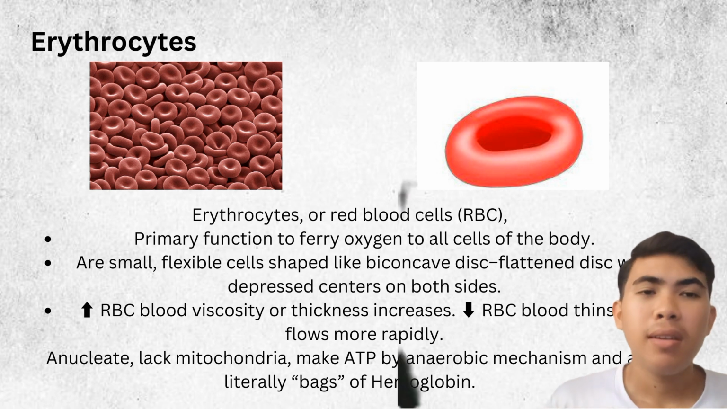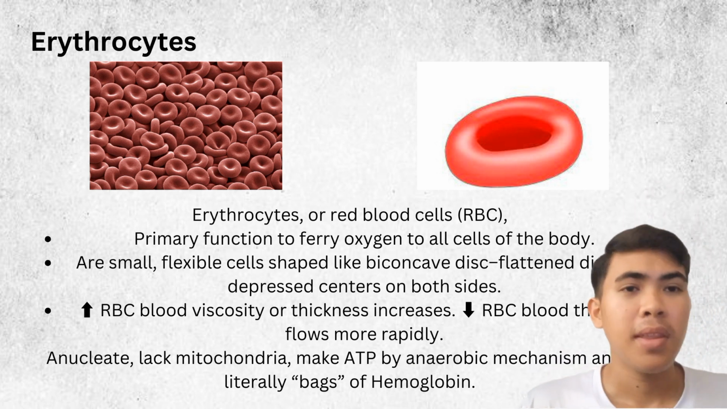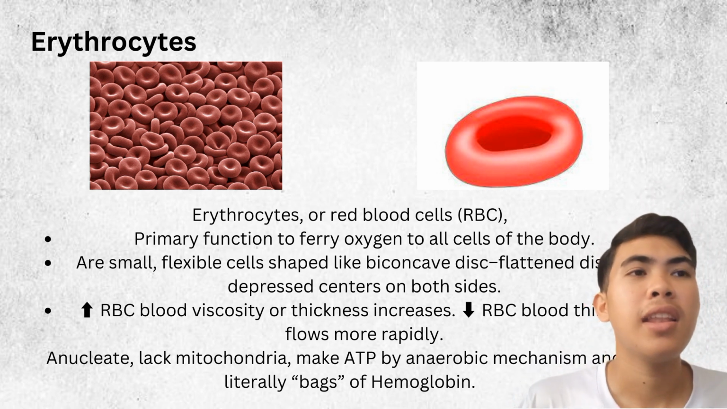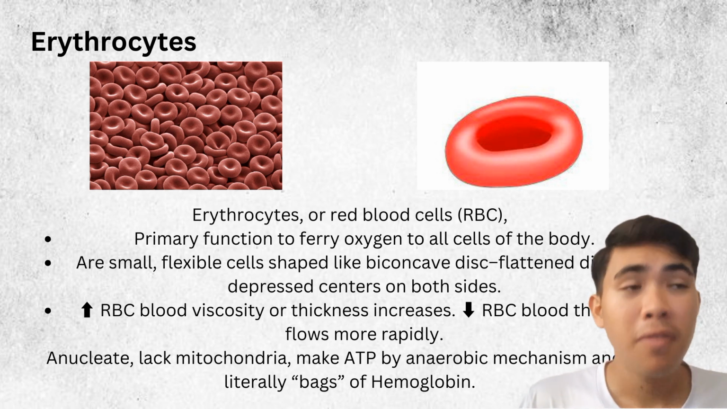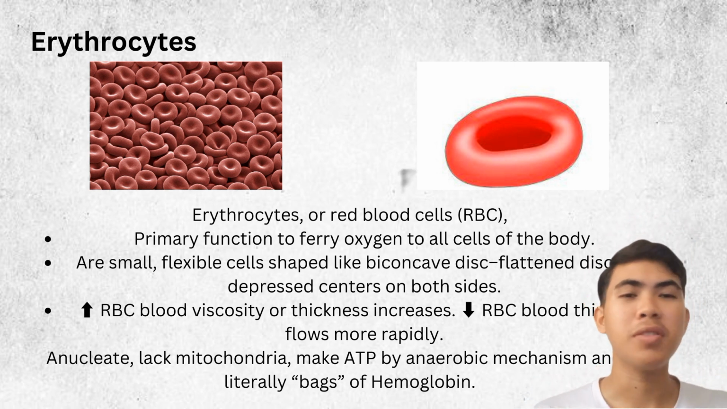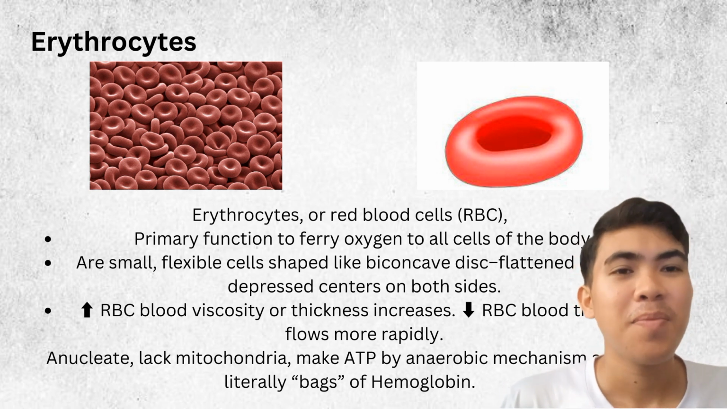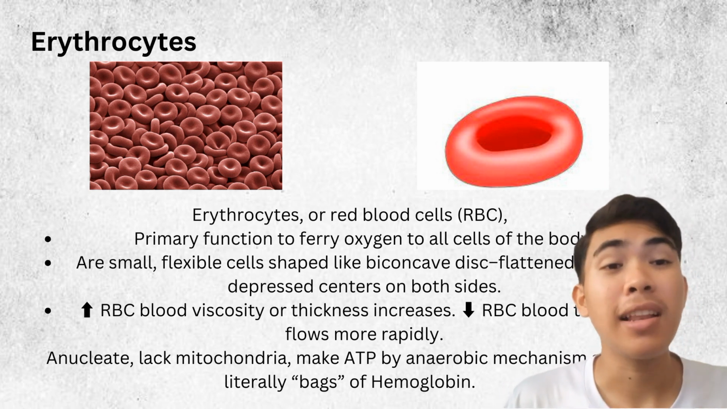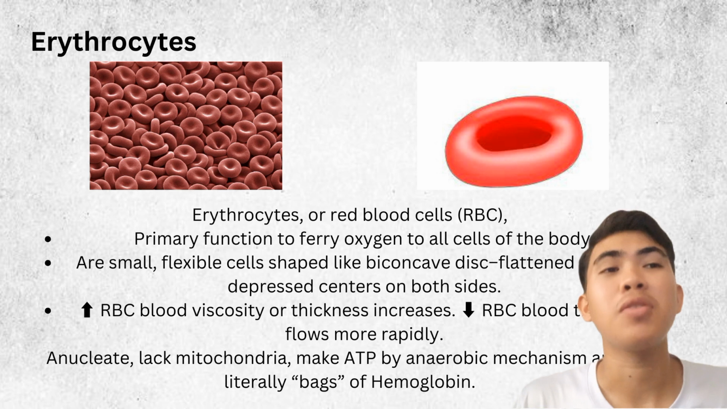Now erythrocytes are small, flexible cells shaped like a biconcave disc, a flattened disc with depressed centers on both sides. It's like a donut, no? Its shape is similar to a donut when viewed under a microscope.